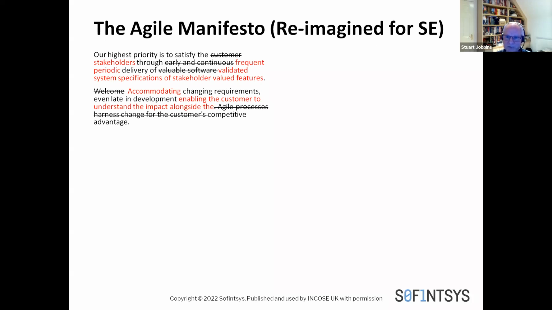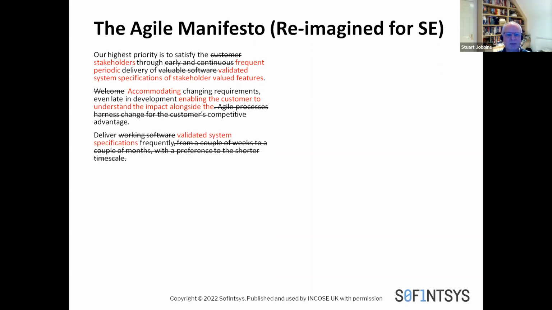Is this what you want to do? I'm willing to accept these changes, but you've got to accept that actually that's the impact on the program or the product. Deliver validated system specifications frequently, to my mind, is a restatement of number one, but it was worthwhile just making sure that people understood that.